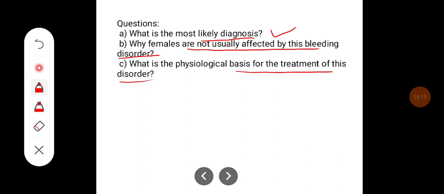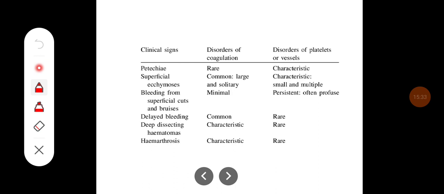this disorder? Okay, so here the clotting factor which is deficient has to be supplemented through the cryoprecipitate or fresh frozen plasma, which contains the factor 8. So this is how one should differentiate the disorders which are related to coagulation from the disorders of platelets.